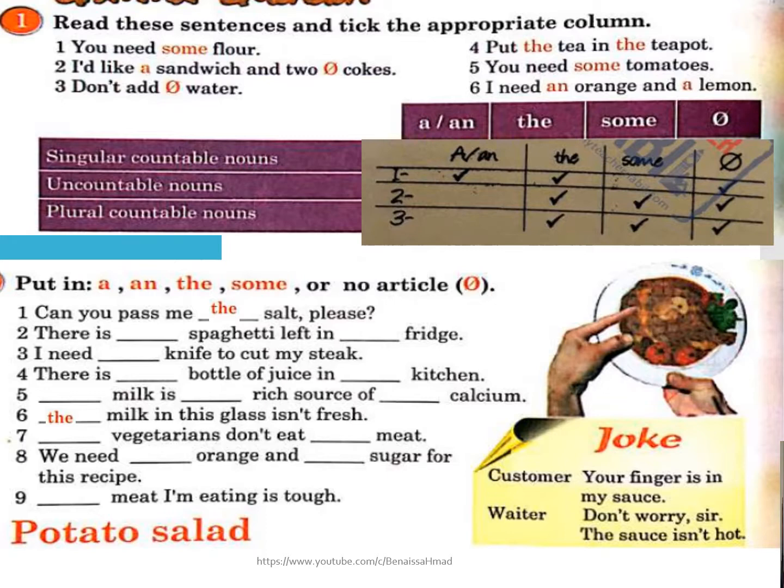or no article, in the appropriate place. Pause the video, take your time. Take, for example, 5 minutes to answer this activity. Now, number 6 is done for you. It's an example. For example, the milk in this glass isn't fresh.